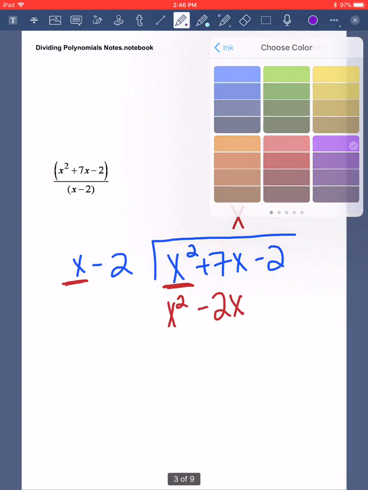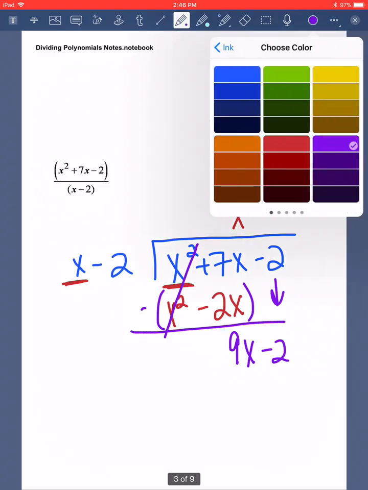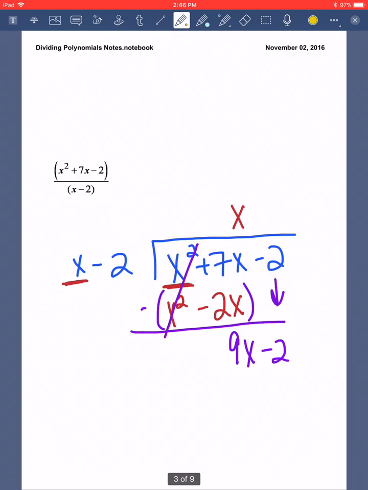Now what we need to do is we subtract the entire second line. So x squared minus x squared is 0x squared, so that's gone. Then I have 7x minus a negative 2x, which actually gives us 9x, because when you subtract a negative, you really add. My next step is I'm going to bring down my next term. So I'm bringing down negative 2. So now I'm starting the process of x times what gives me 9x. So x times 9 gives me 9x.